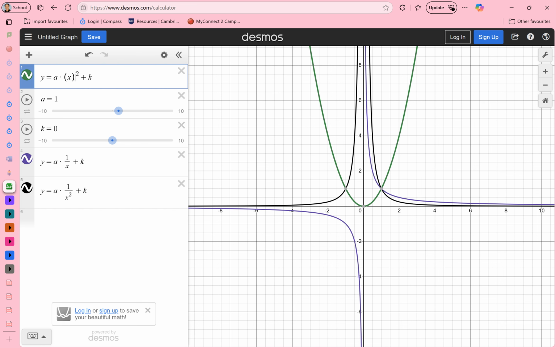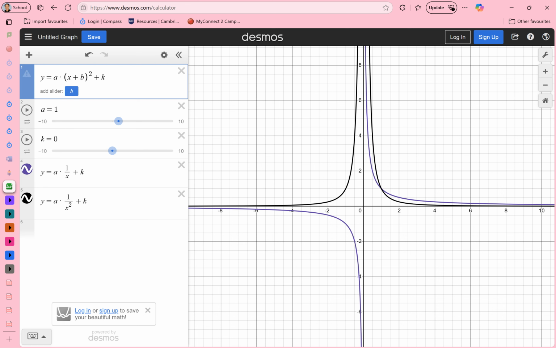It's the x. Now if I change that x, if I do plus b, that's what I'm changing the x to for all of them. Every one of them I'm going to do the same. Instead of 1 divided by x, it's going to be 1 divided by x plus b. Instead of 1 divided by x squared, it's going to be 1 divided by x plus b squared. See that? So I'm just changing them all.